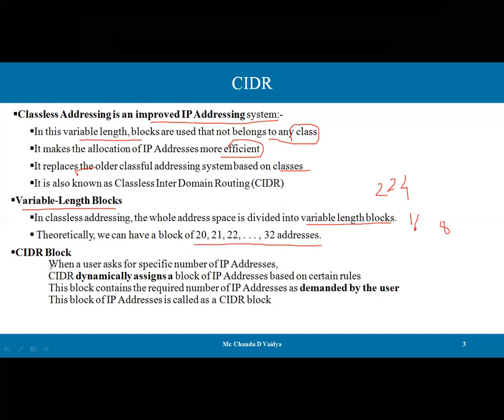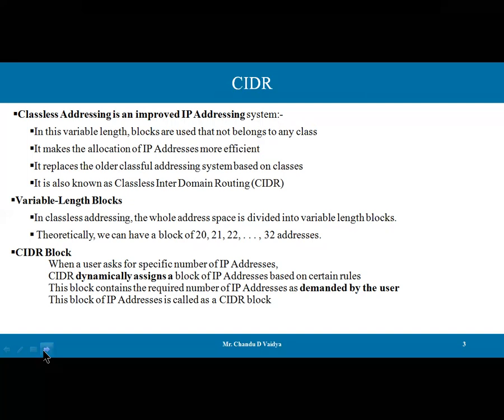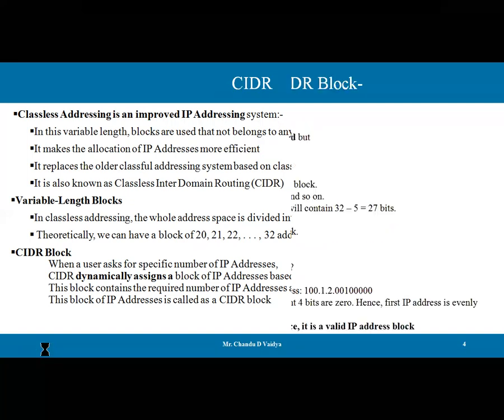Then, more points about the CIDR notation or CIDR block. When the user asks for a specific number of IP addresses, the CIDR notation is used. CIDR dynamically assigns a block of IP addresses based on certain rules. There are 3 rules, guys, and we are going to discuss them. This block contains the required number of IP addresses as demanded by the user. This is very, very important: as per the requirement of the user, the size of the block can vary. This block of IP addresses is called a CIDR block, whatever the size will be.